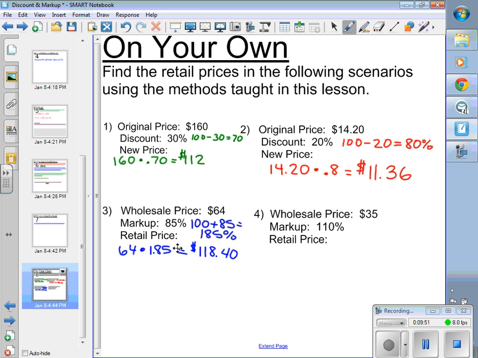And last, we have 100 plus 110. All right, we're going to start over because I just goofed. 100 plus 110 equals 210. So we have 35 times 210%. We should have a decimal there, 2.1. And we get $73.50.